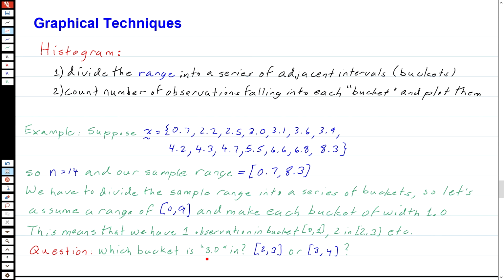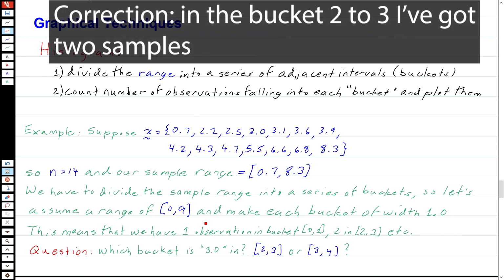Well, we could divide that range, 0.7 to 8.3, into a series of buckets, but I think it's probably easier to assume a range that's a little bit outside the observed range, and so I'm going to assume a range from 0 to 9, and then make each of the buckets of width 1. So the first bucket would go from 0 to 1, second from 1 to 2, third from 2 to 3, and so on and so forth, up to 8 to 9. And then if I look at my samples, I know that in the bucket 0 to 1, I've got one sample. That's the 0.7. In the bucket 1 to 2, I've got two samples, 2.2 and 2.5.